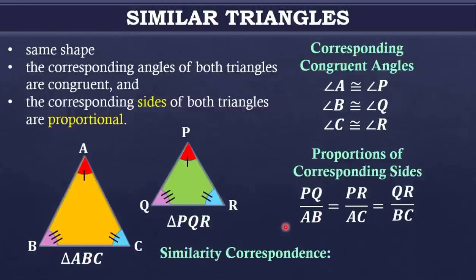So what is our similarity correspondence? Paano natin siya isusulat? So since we have here two triangles, again, since they are similar, bakit sila similar? Kasi yung corresponding angles nila ay congruent at yung corresponding sides nila ay proportional. So, kapag itong dalawang statement na to ay present dito sa ating triangles, then we can say that these triangles are similar triangles. So, pwede na nating sabihin that triangle ABC is similar to triangle PQR. So, this is our symbol for similarity.